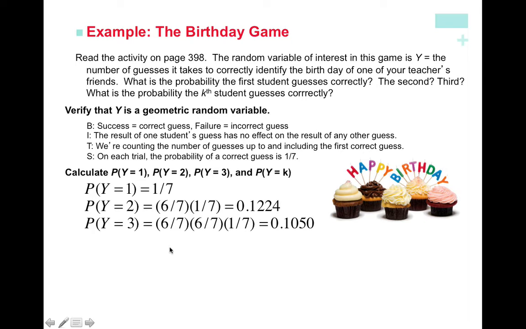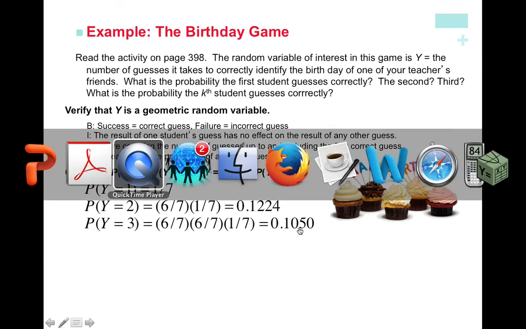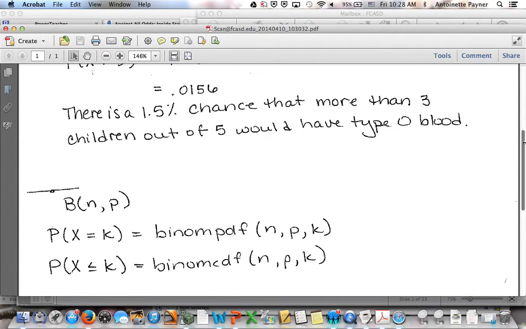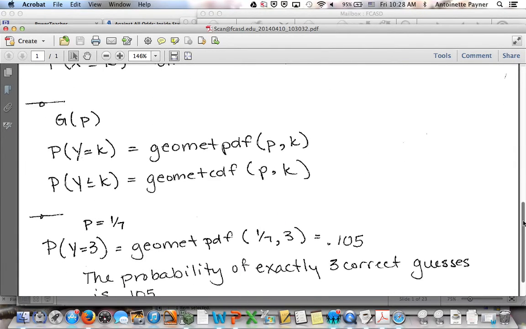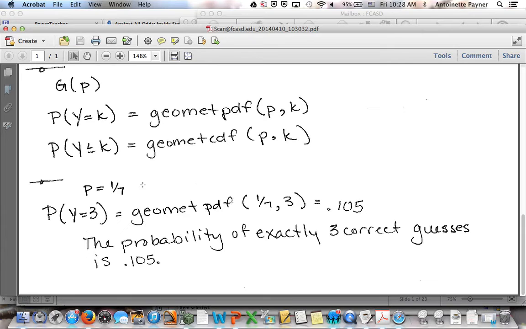I'm just going to look at this one right here. So the probability of it being y, that would mean the first student was wrong, the second student guessed wrong, and then the last student guessed correctly. That was that probability right there. So when I showed you how to do it on the calculator, we use the geometric distribution. Remember that geometric, there's only one parameter in that. It's just the probability of success. You can have the exactly one, where you have the PDF p comma k, or you can have the less than or equal to with the CDF p comma k.